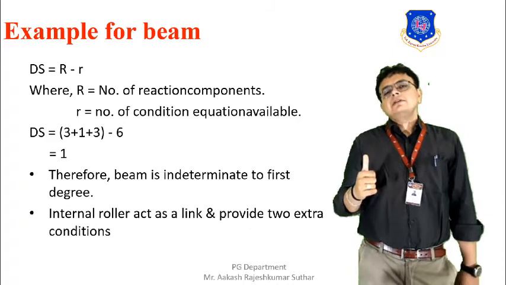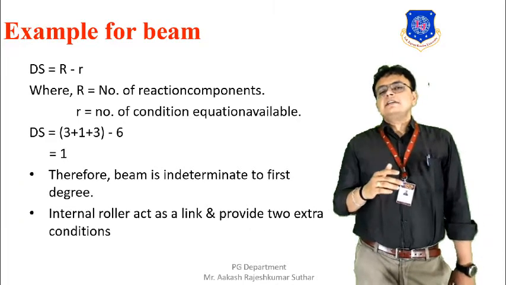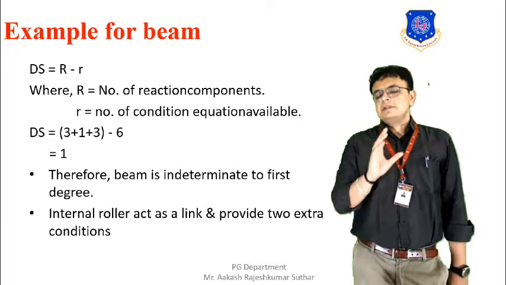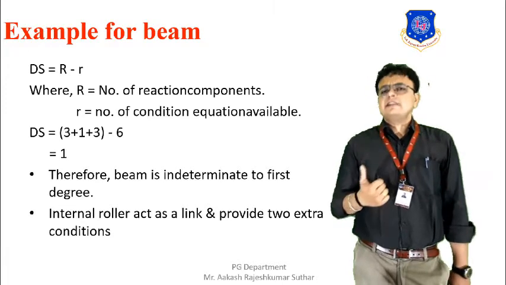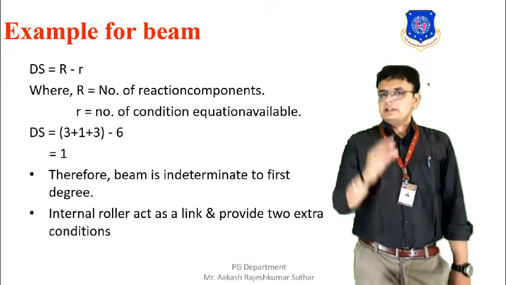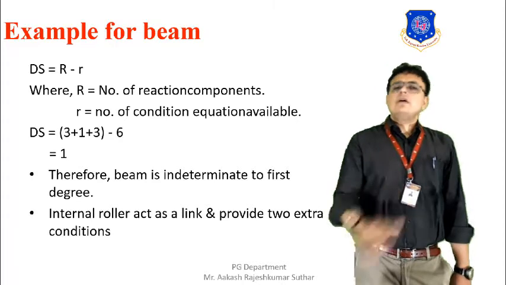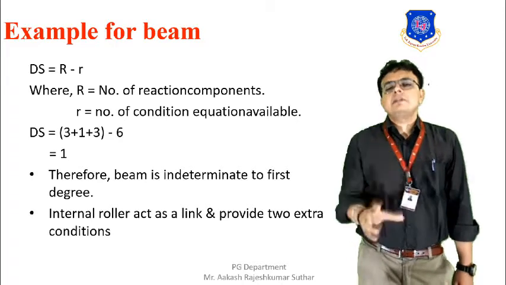So this is how we can find the degree of static indeterminacy for a beam. This is the kind of example, and this was a critical example. This involves all kinds of difficulties that can be involved in a beam.